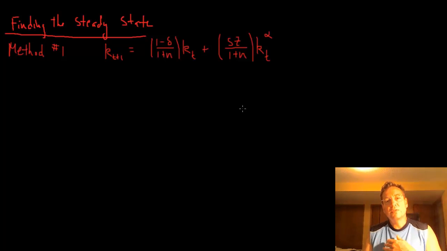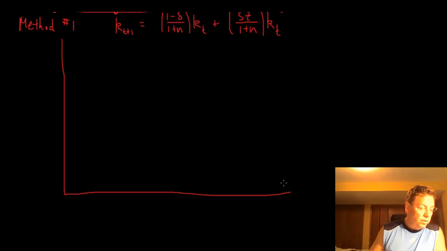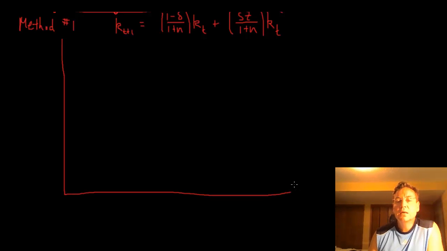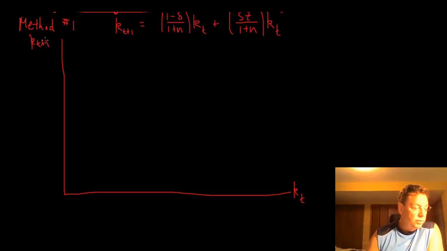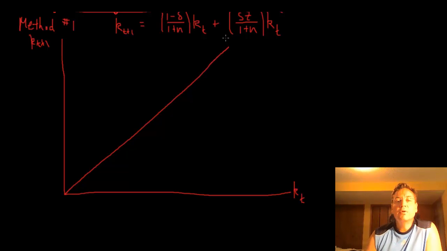Well, now we can think about this in a graph where you have kt on one axis and kt plus 1 on the other. So let's call this kt, and up here we'll have kt plus 1. And what we'll put here is a 45-degree line.